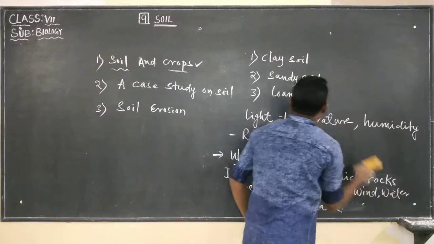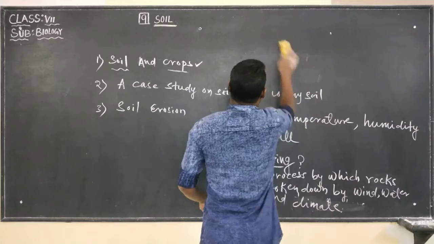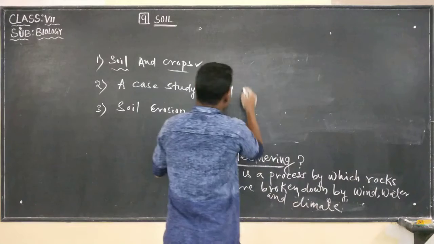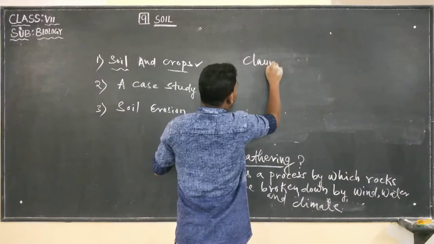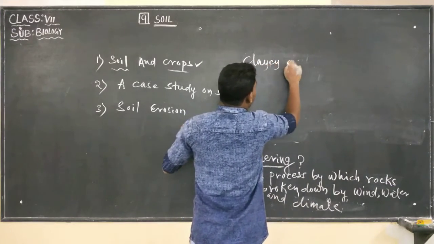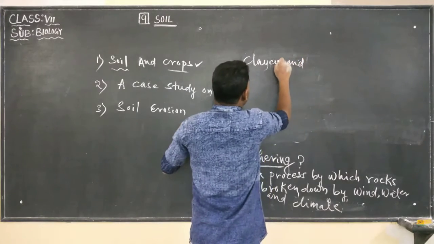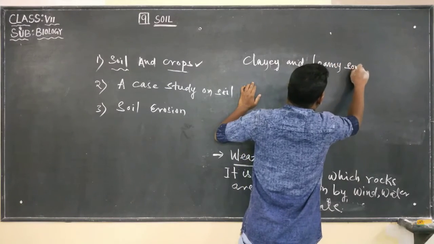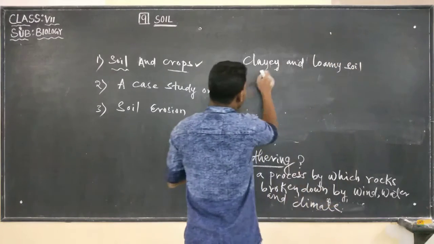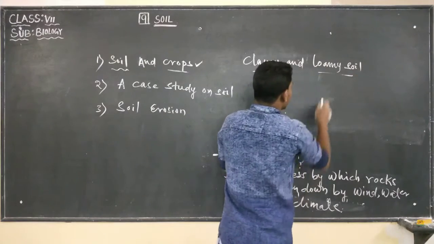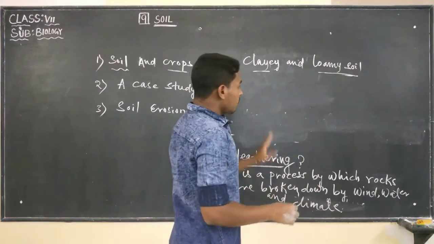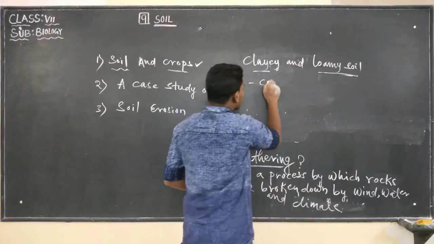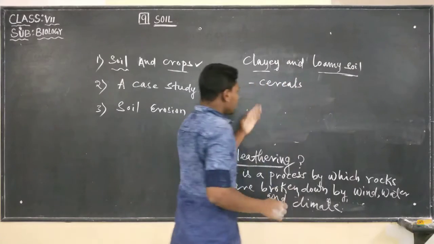Now we will discuss crops. Crops are best grown in different soils. For example, soils like clay soil and loamy soil. In this type of soil, the best grown crops are known as cereals. Cereals are the best crops.